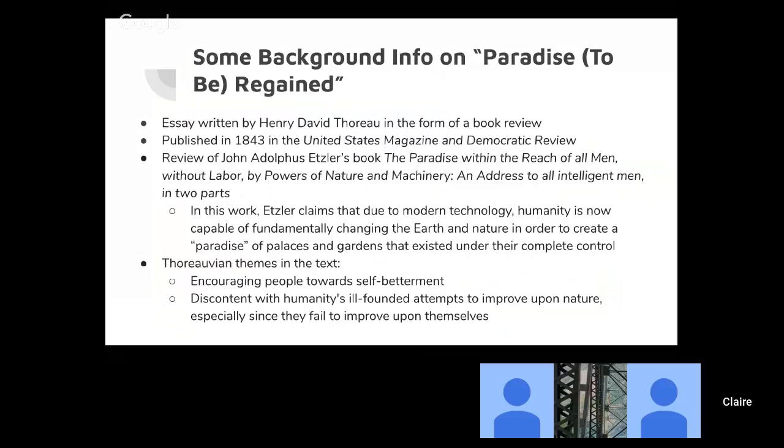The essay is written by Thoreau in the form of a book review, and it was first published in the United States Magazine and Democratic Review in 1843. It's a review of the book The Paradise Within the Reach of All Men Without Labor by Powers of Nature and Machinery, and addressed to all intelligent men in 2 parts. Very short and concise title. In this work, Etzler says that we can advance modern technology to the point where we can create a paradise in which men do not have to labor and can live in luxury based on the technological improvements he details throughout this book.